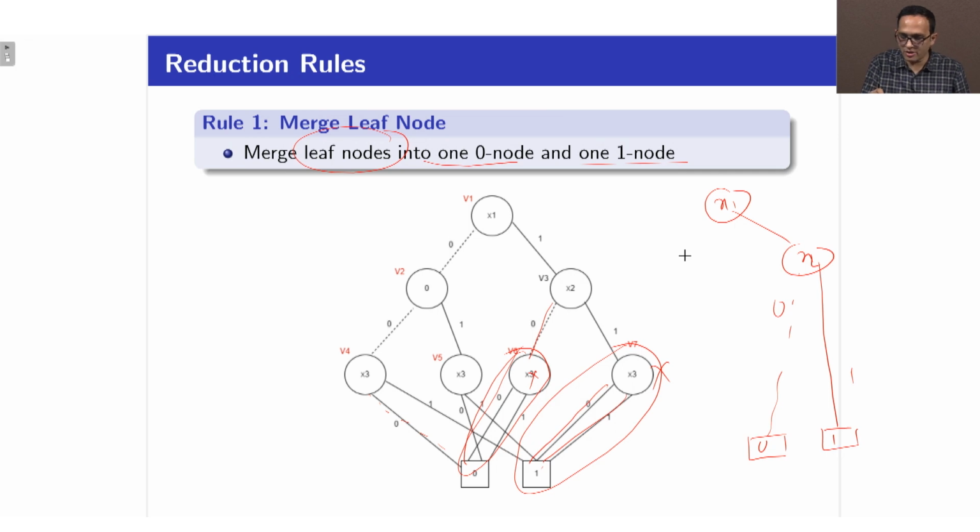Here you have x2, this is x2. This is 0, then you have x3 and x3. If you get 0, you will come here, if you get 1, you come here, and then you have 0 1, then 0 1, right. So this is optimization 2.